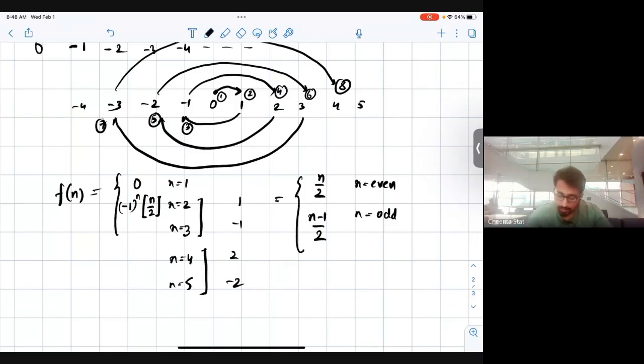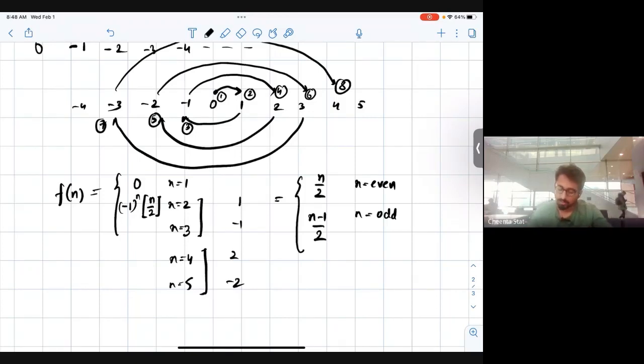For n even, let's say 2, we are getting 1. For 4, we are getting 2. For 6, we are getting 3. For 8, we are getting 4. For odd, we are subtracting 1. For 1, we are getting 0.